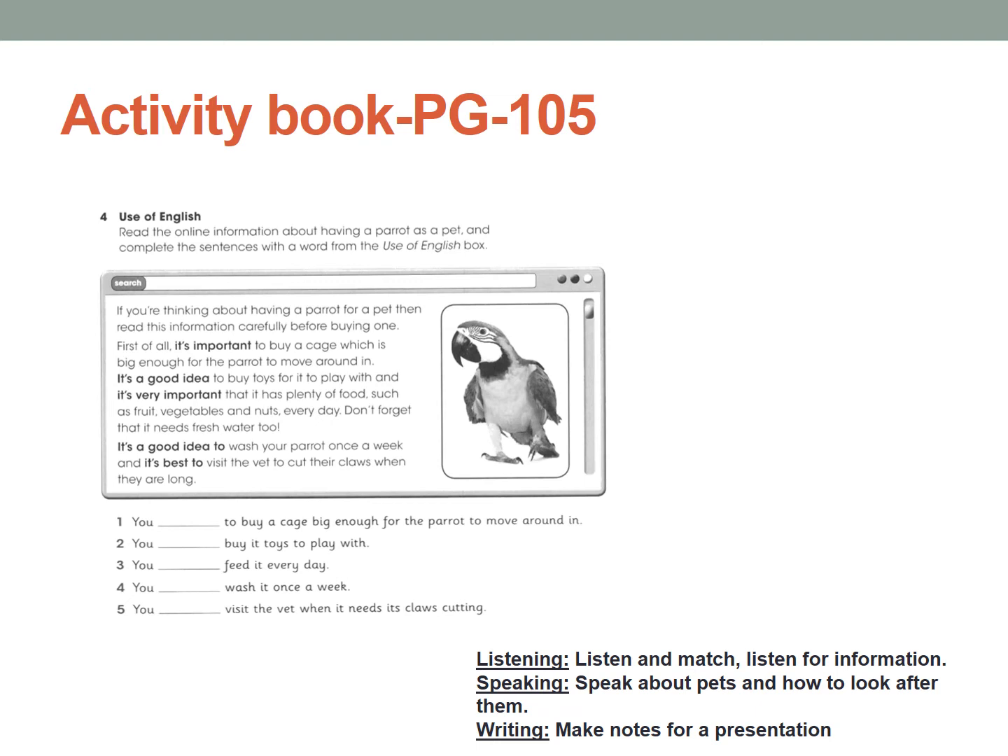Okay. If you are thinking about having a parrot for a pet, then read this information carefully before buying one. First of all, it's important to buy a cage which is big enough for the parrot to move around in. It's a good idea to buy toys for it to play with, and it's very important that it has plenty of food such as fruit, vegetables, and nuts every day. Don't forget that it needs fresh water too. It's a good idea to wash your parrot once a week, and it's best to visit the vet to cut their claws when they are long. So this is, if you want a parrot, the things you need to do to take care of it.